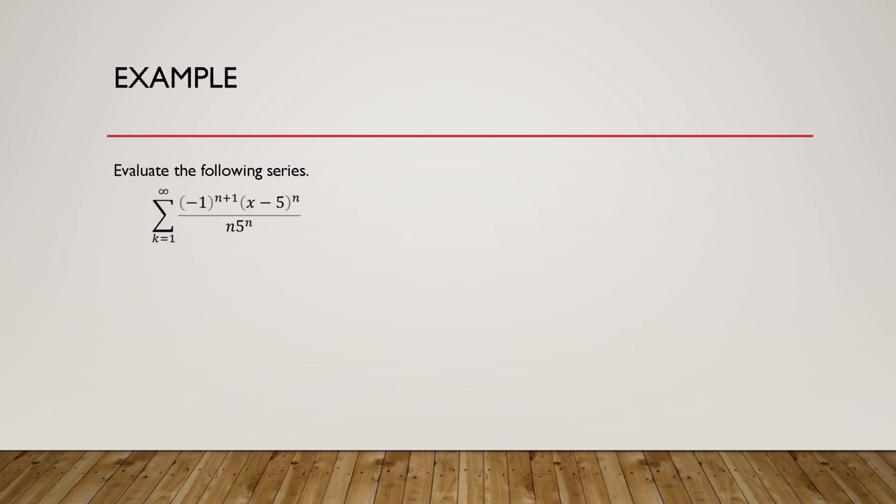Next, according to the ratio test, if the absolute value of x minus 5 over 5 is less than 1, then the series converges. We can solve this by multiplying each side by 5, then resolve the absolute value into the two inequalities x minus 5 is less than 5, and x minus 5 is greater than negative 5. We simplify these into x is less than 10 and x is greater than 0. Then we combine this into the compound inequality 0 is less than x is less than 10.